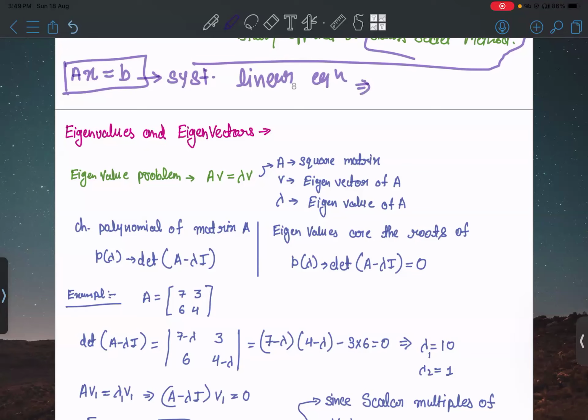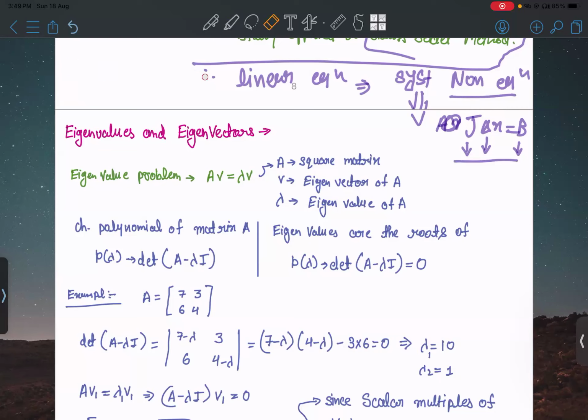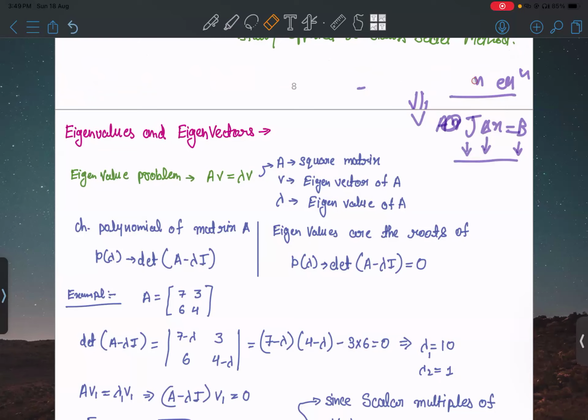We have also seen systems of non-linear equations. There also we converted it to a system of linear equations only, J delta x equal to B type of problem. J was the Jacobian matrix, delta x was my variable, and B was my right hand side. So a system of non-linear equations was also converted to a system of linear equations. So till now we have seen how to solve Ax equal to B type of problem in linear algebra.